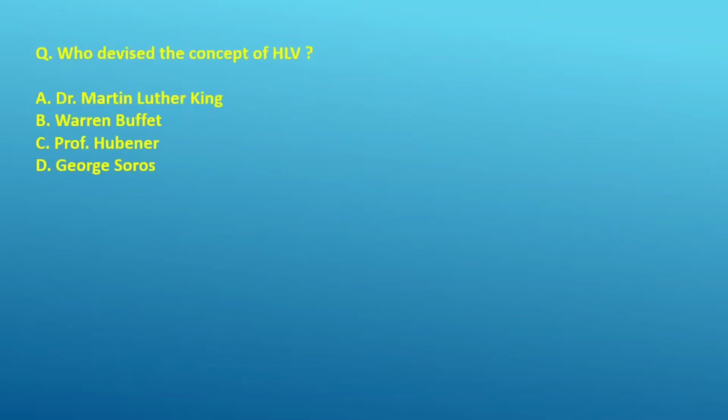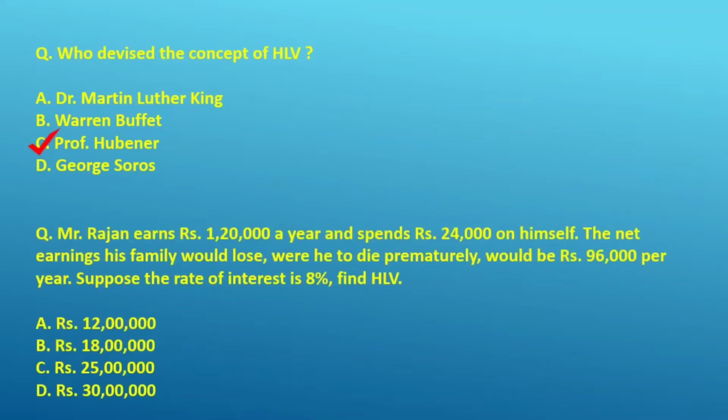Who devised the concept of human life value, that is HLV? We have already known. The correct answer is C, Professor Huebner. Next is, Mr. Rajan earns rupees 1,20,000 a year and spends rupees 24,000 on himself. The net earning his family would lose were he to die prematurely would be rupees 96,000 per year. Suppose the rate of interest is 8%, find human life value, that is HLV.